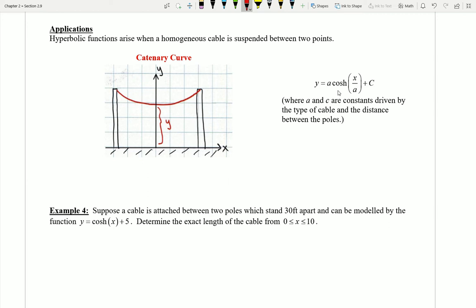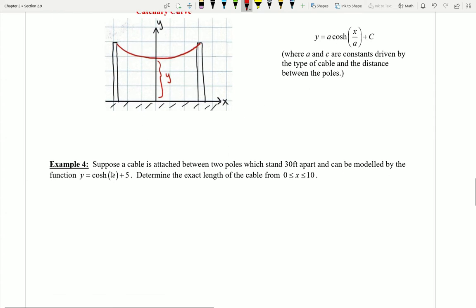So if I take a look down here at example 4, I can imagine the following. Suppose a cable is attached between 2 poles. Poles maybe stand 30 feet apart, and I can model it by this function, hyperbolic cosine of x plus 5. I want to determine the exact length of the cable as x goes from 0 to 10.